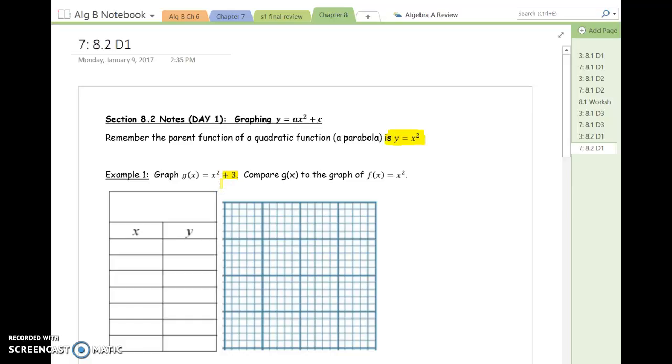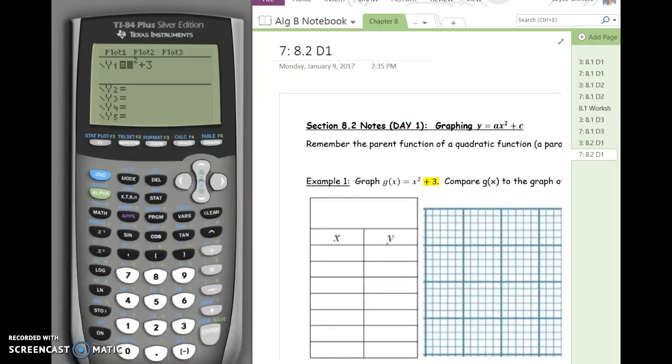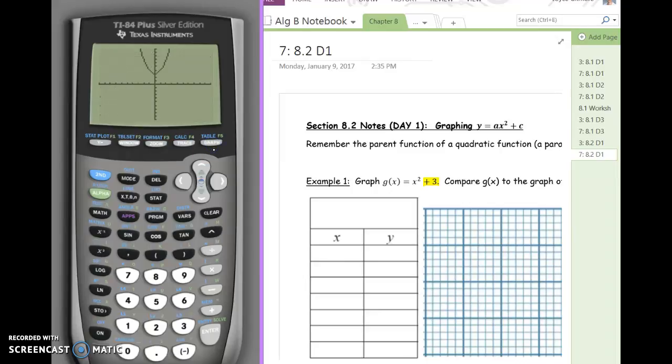So grab your graphing calculators and punch in x squared plus 3 into the y equals button. So in your y equals button, enter x squared plus 3. And then to look at this graph, we're going to push the graph button. What do you notice about this graph?